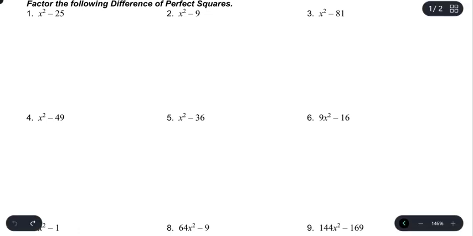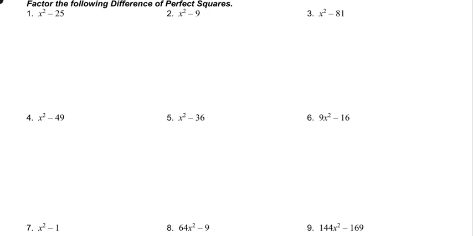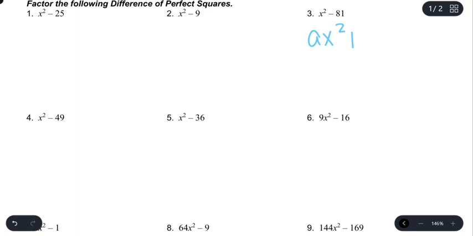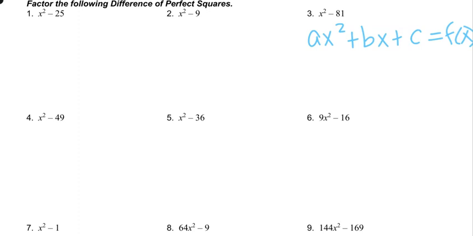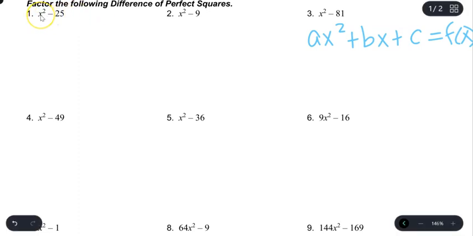If you remember, these are quadratics. Now, quadratics are in the form ax squared plus bx plus c. That's standard form, and usually that's equal to f of x or y or whatever notation you want to use for the function. And we've been doing the AC method and factoring trinomials, but what if we have a binomial? And binomials have specific characteristics. Well, these particular binomials are what we call differences of perfect squares, or just difference of squares.